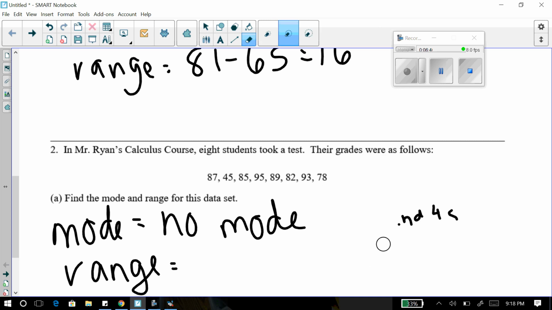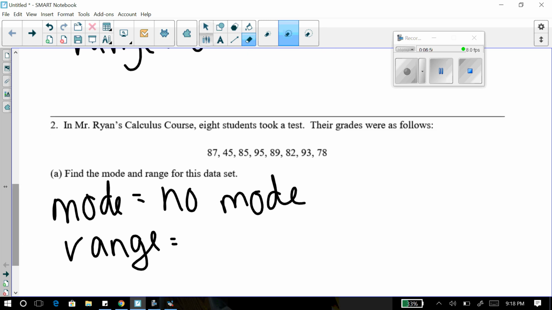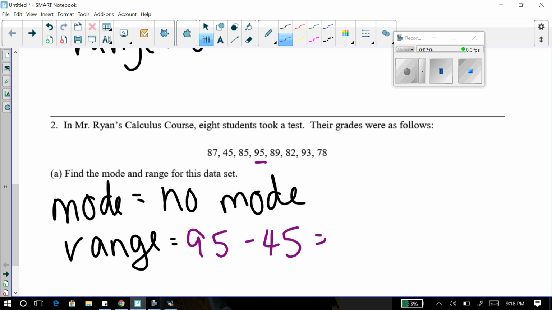So let's erase that so we don't confuse anybody. And our range, let's see, my biggest number looks to be 95. Our smallest number looks to be 45. Right, I'm just double checking my list here. Sometimes I miss a number. Nope, I think we're good. So 95 minus 45 is 50, so our range is 50.